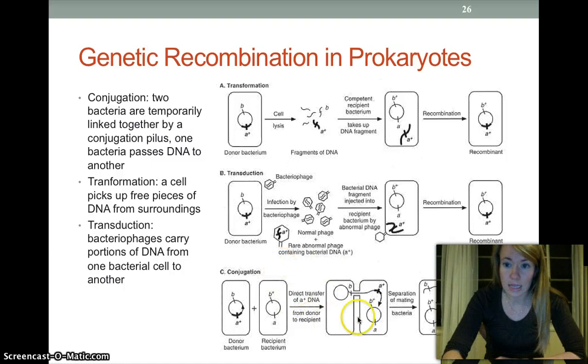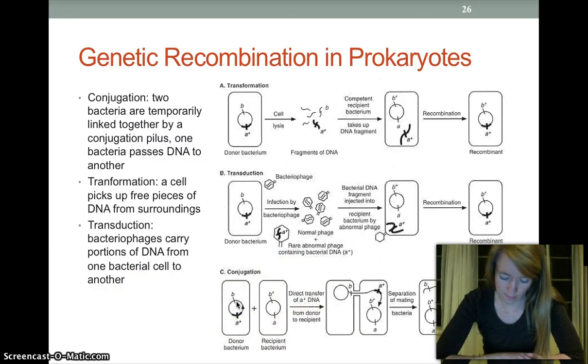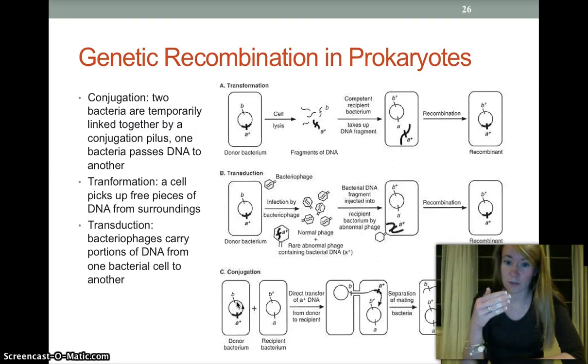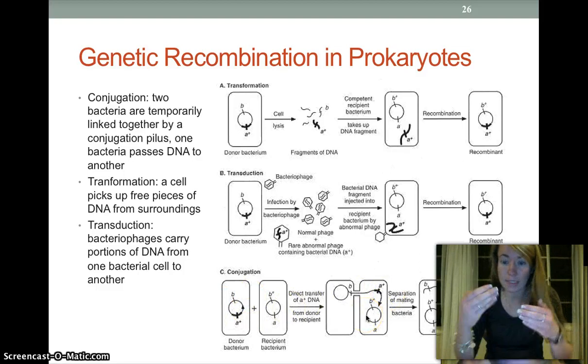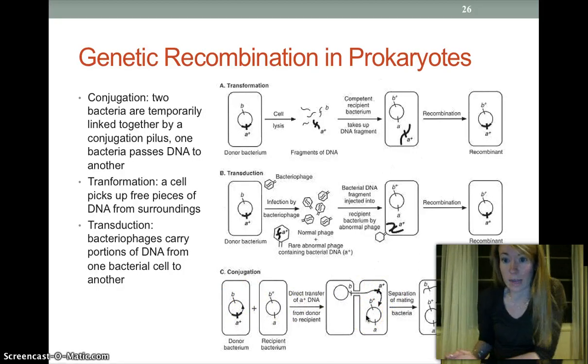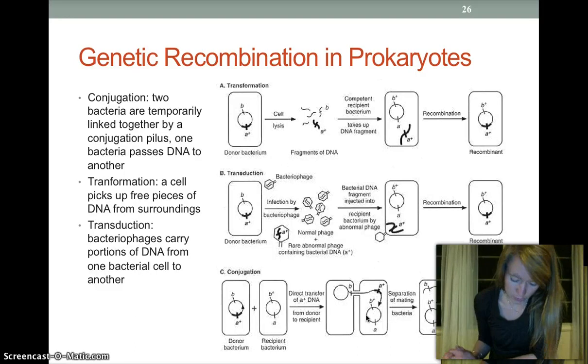What that means is two bacteria will line up next to each other and use the conjugation pilus, which is by definition... how does your textbook define it? It's just a little offshoot of the cell that connects to another one through which they can pass DNA. So basically one bacteria will just donate a piece of its DNA, the other one picks it up, incorporates it into its chromosome, and now that bacteria has that DNA. That's conjugation. Then there's also transformation.